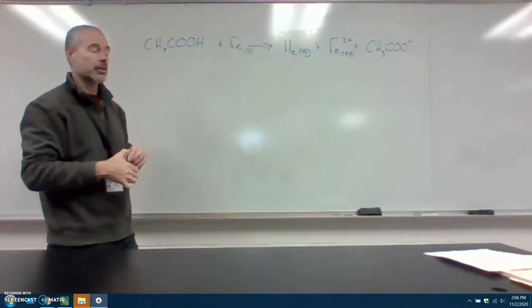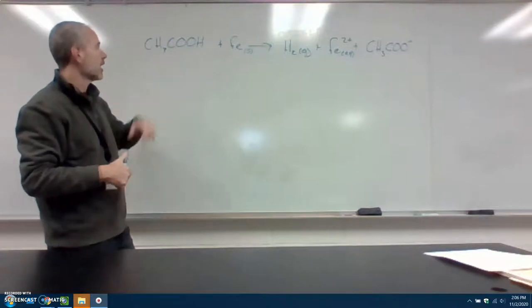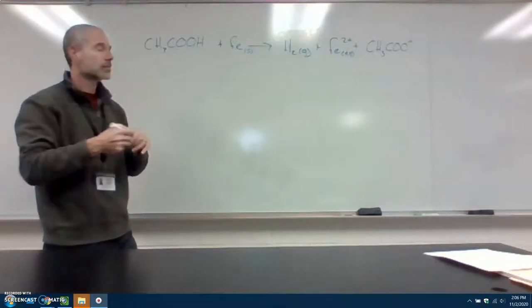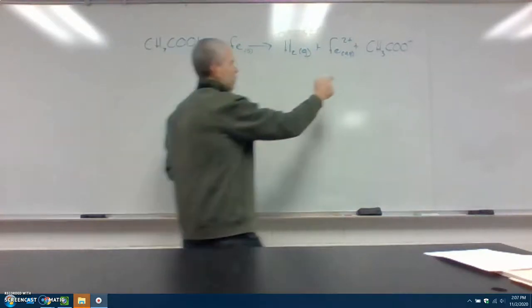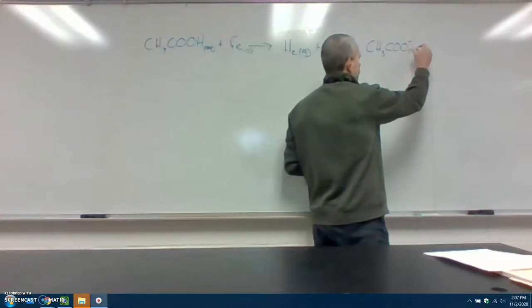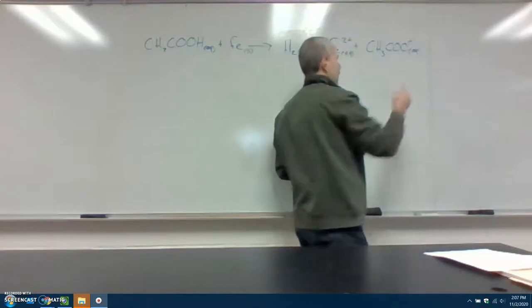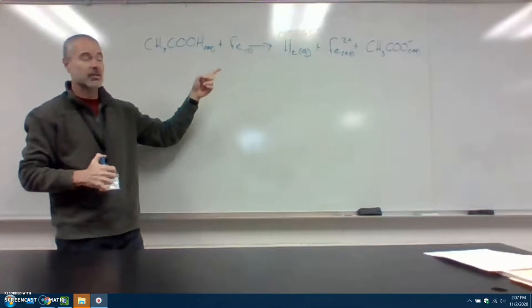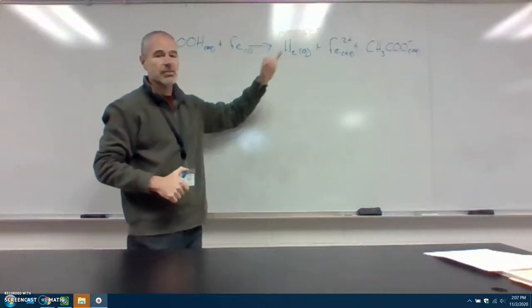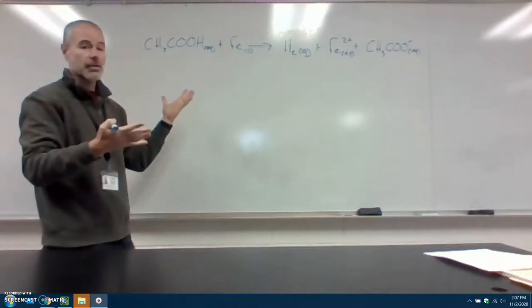It's lost electrons. Here we have the acid together, and I can write aqueous. And of course, this is the acid after it has lost the hydrogen ion. It has become acetate. So acetic acid becomes acetate ion. And then, of course, you have hydrogen gas. There's nothing I can get rid of here.